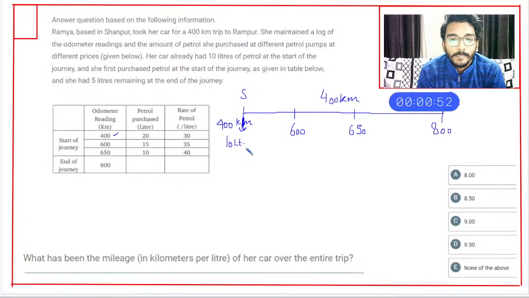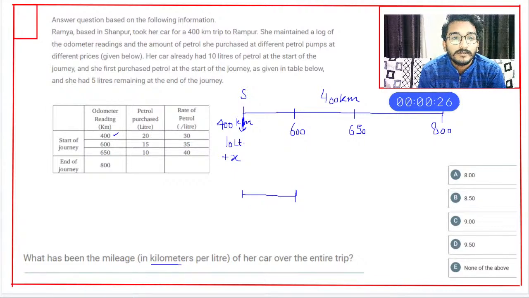Now, let's assume she has filled some X more liters to cover this particular distance. So to cover this particular distance, how much is the mileage for this part? So the mileage for this particular part, mileage is what? Kilometer per liter. Okay. So how much?